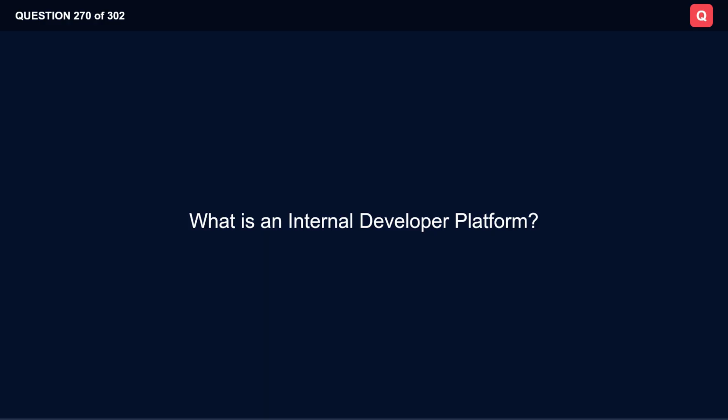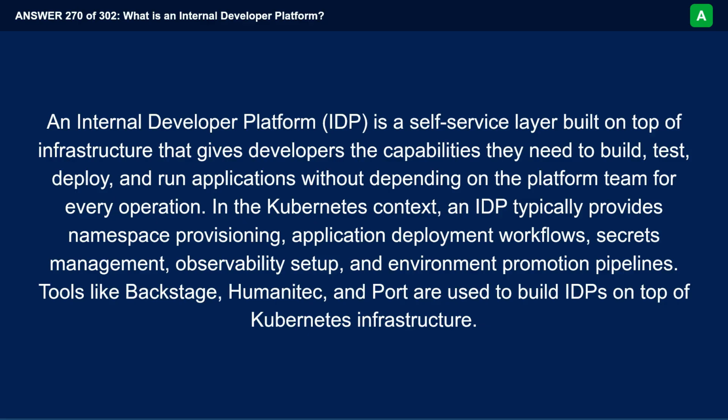What is an internal developer platform? An internal developer platform, IDP, is a self-service layer built on top of infrastructure that gives developers the capabilities they need to build, test, deploy, and run applications without depending on the platform team for every operation. In the Kubernetes context, an IDP typically provides namespace provisioning, application deployment workflows, secrets management, observability setup, and environment promotion pipelines. Tools like Backstage, Humanitec, and Port are used to build IDPs on top of Kubernetes infrastructure.